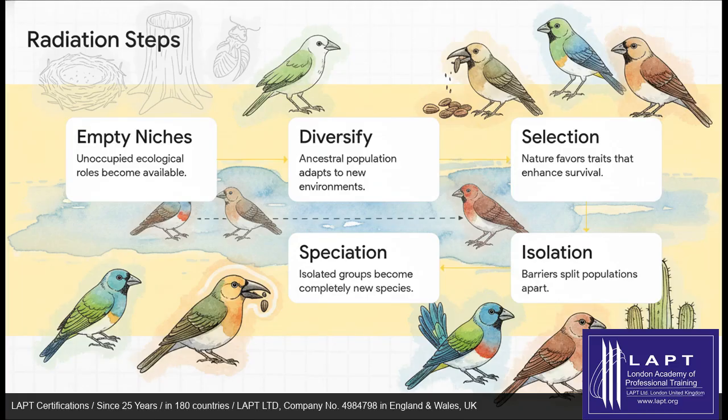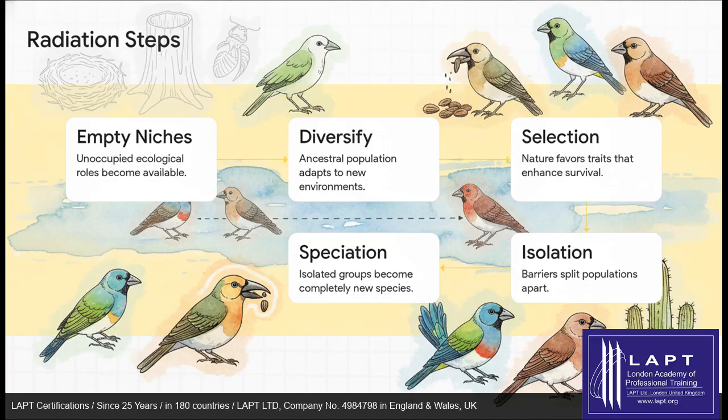Which brings us to step 3, the real engine of the whole thing, natural selection. Natural selection steps in and favors specific physical traits that enhance an animal's ability to survive and reproduce in that exact context. Like, if you happen to have a slightly stronger beak, you get to eat the hard seeds, meaning you survive to pass on that stronger beak trait. Make sense?